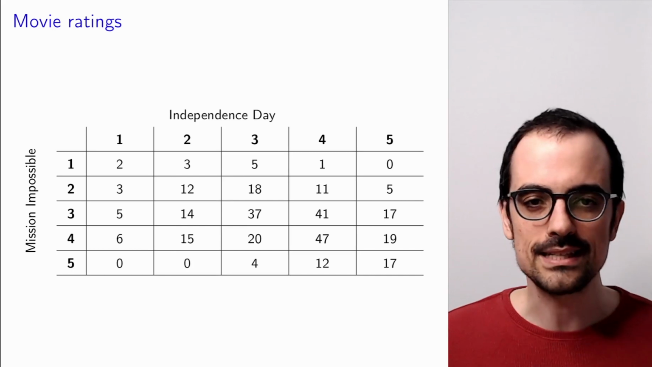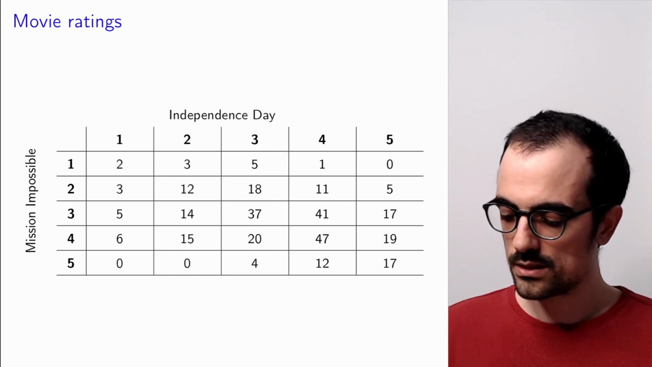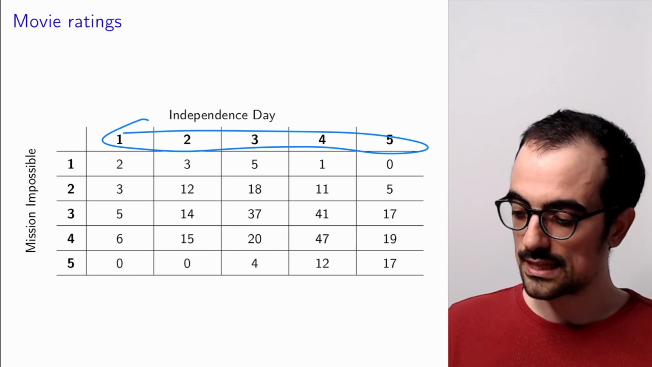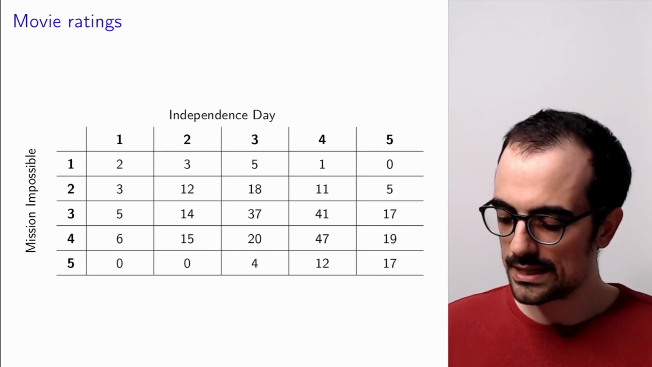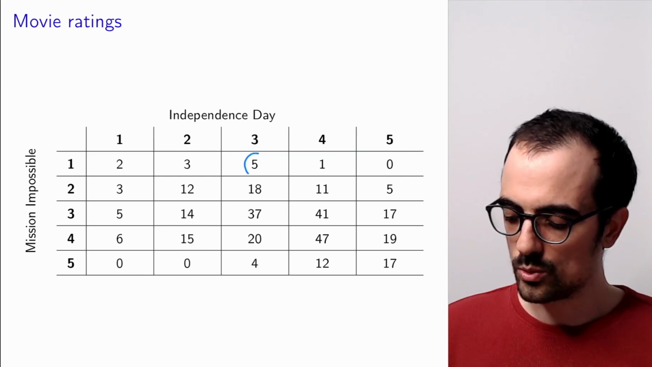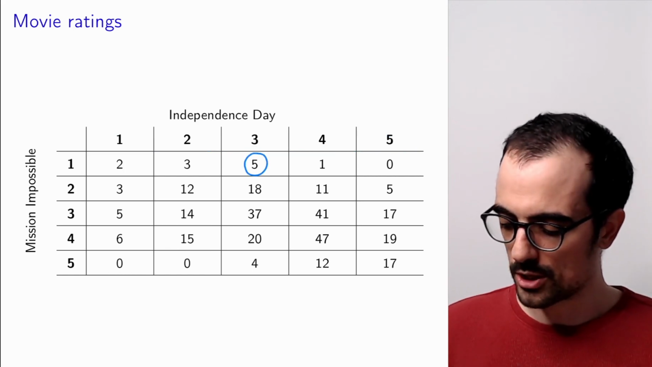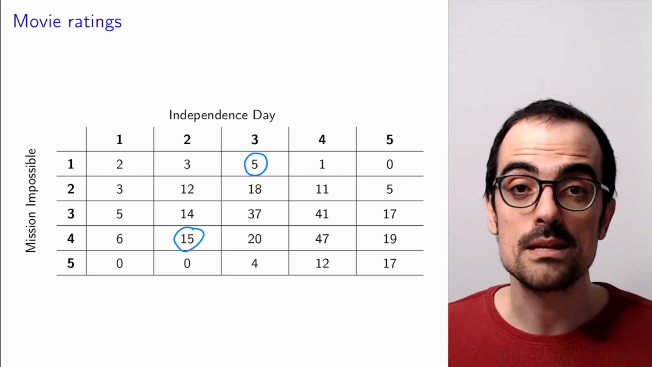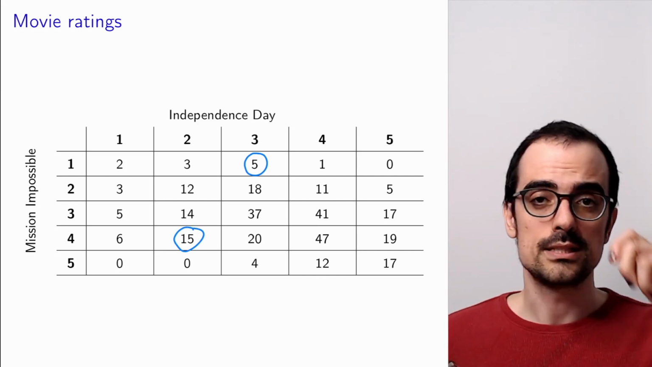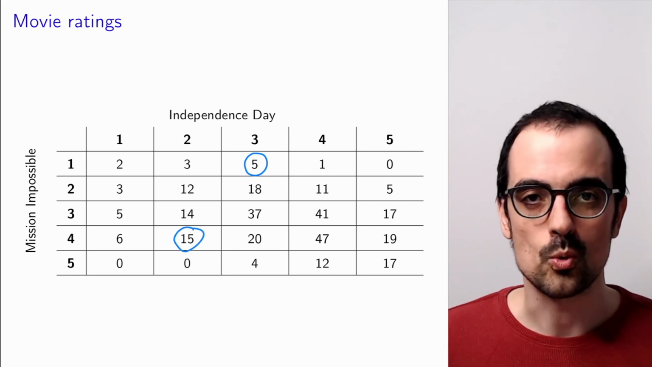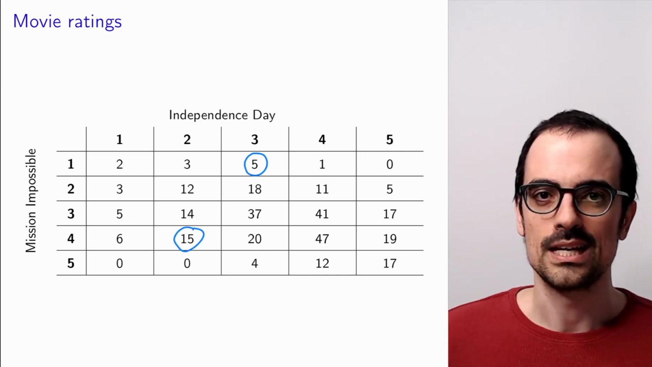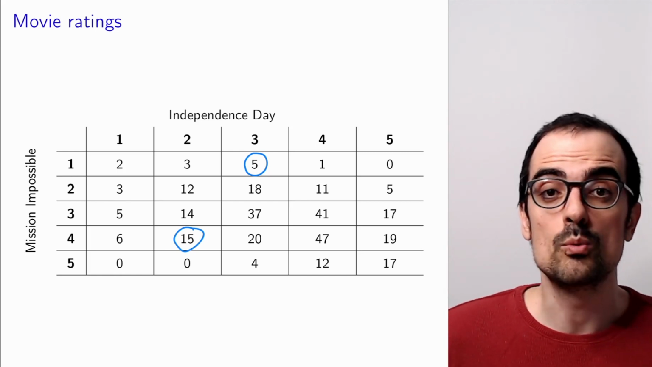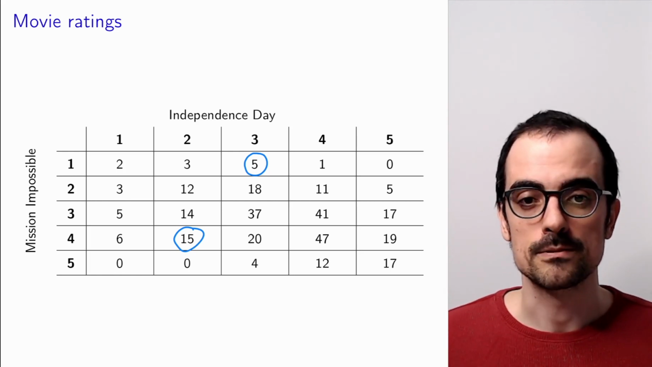Okay, so here we have the data. These are the ratings for Independence Day, and these are the ratings for Mission Impossible. The actual data that we observe is how many people gave, for example, a 3 to Independence Day and a 1 to Mission Impossible, or a 2 to Independence Day and a 4 to Mission Impossible. And that's what I mean by the fact that you need data points that tie the two quantities that you're interested in together. If we just had separately the ratings for Mission Impossible and the ratings for Independence Day, we wouldn't be able to estimate a joint PMF.